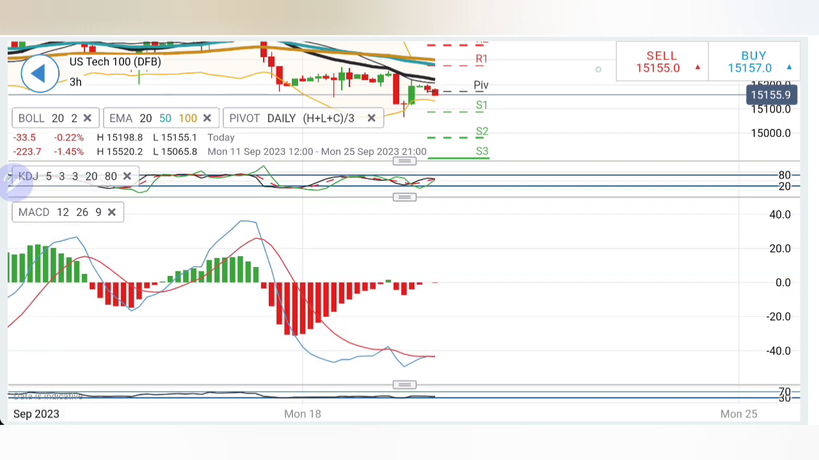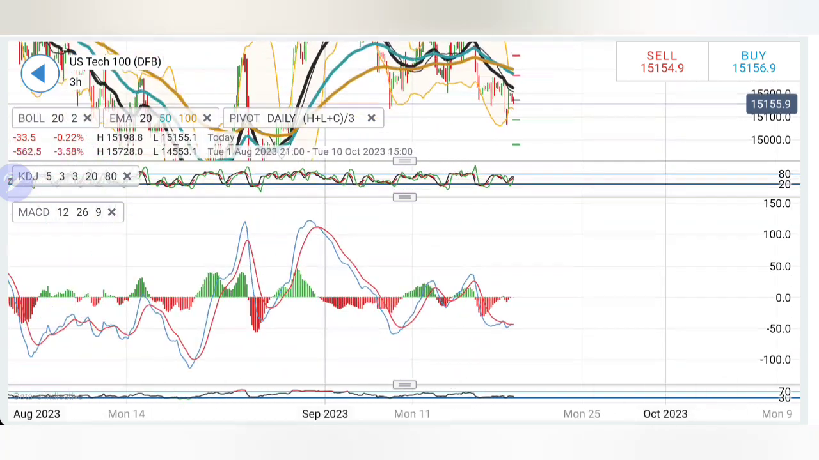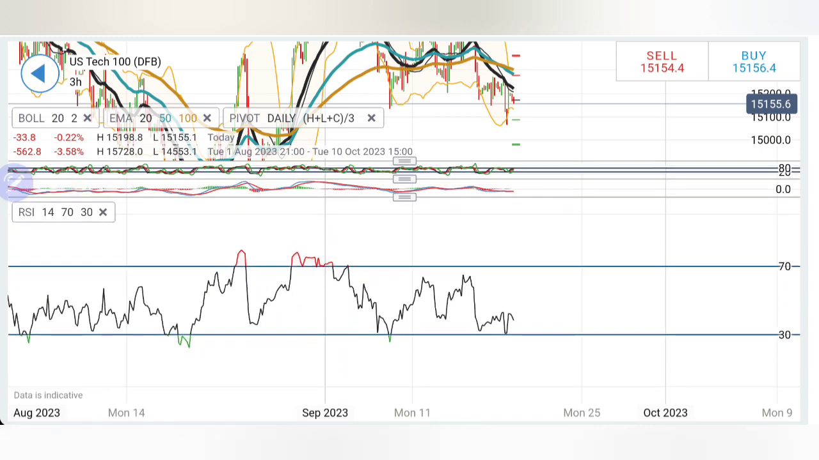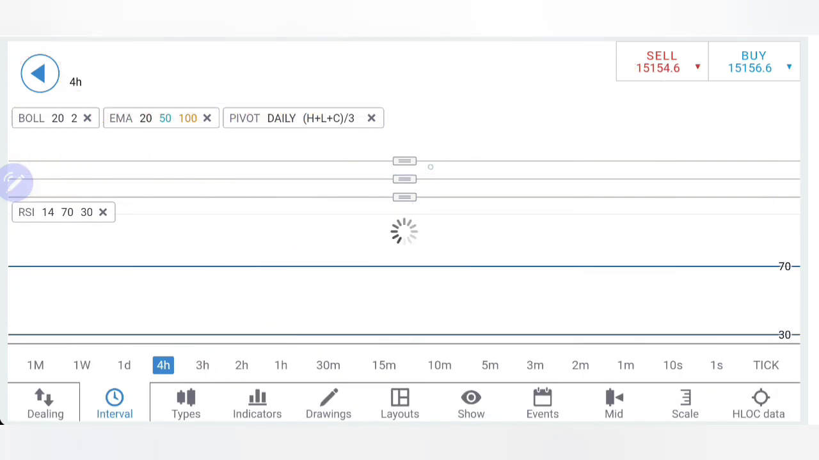Stochastic has retraced. Now see the MACD on the 3-hour chart is hitting the bottom there. It is almost the bottom, but it does not mean that it cannot stretch its down move. It can. However, if you look at the formation, it is almost forming a bottom here, and if it reverses, you can see symmetry here. It can scale up to the highs there. Be watchful. RSI is looking downwards.